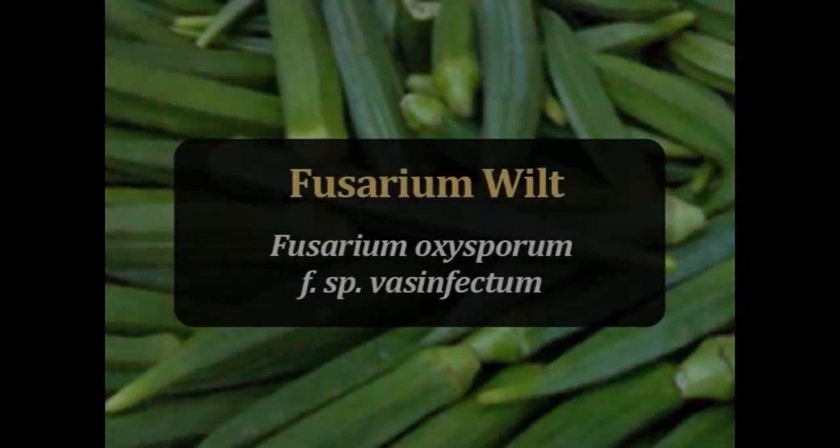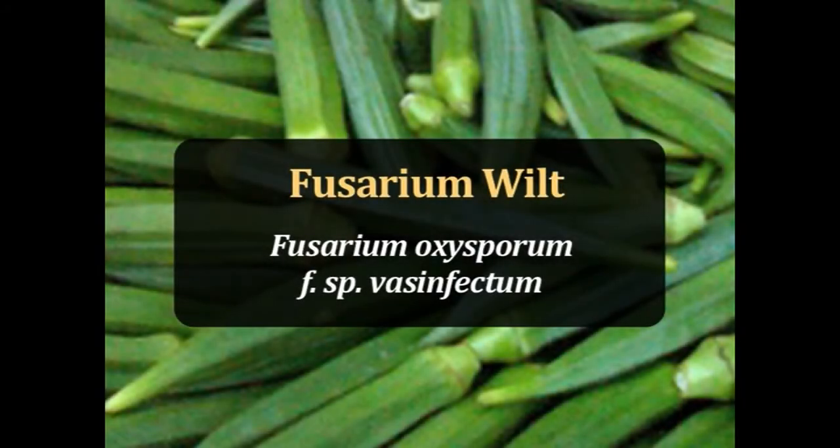Next, coming to the Fusarium wilt. It is caused by Fusarium oxysporum forma specialis vasinfectum. Coming to the symptoms of the disease. These wilt pathogens persist in the soil for a very long time. Initially, the plants show temporary wilting symptoms which become permanent and progressive, affecting more vines.